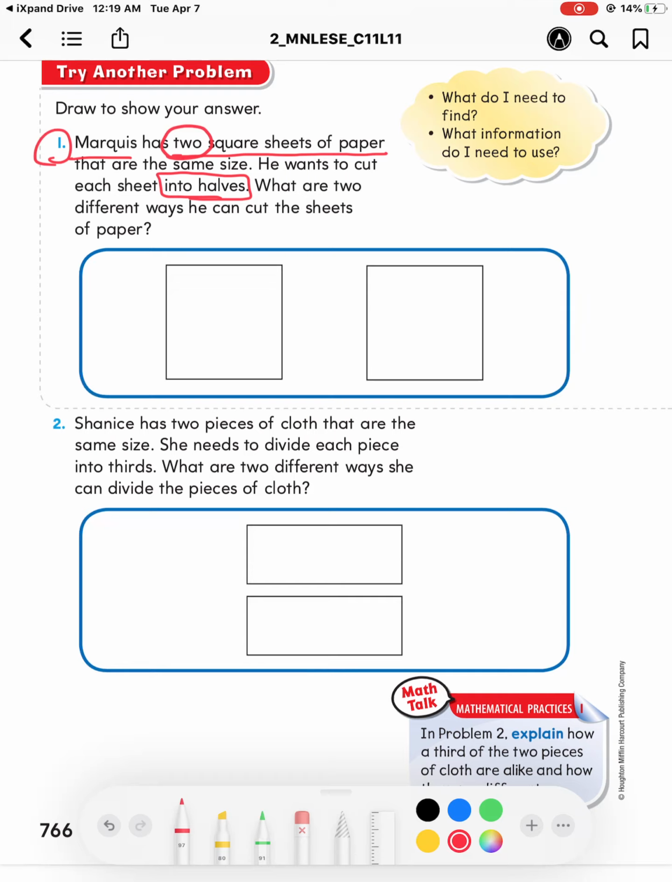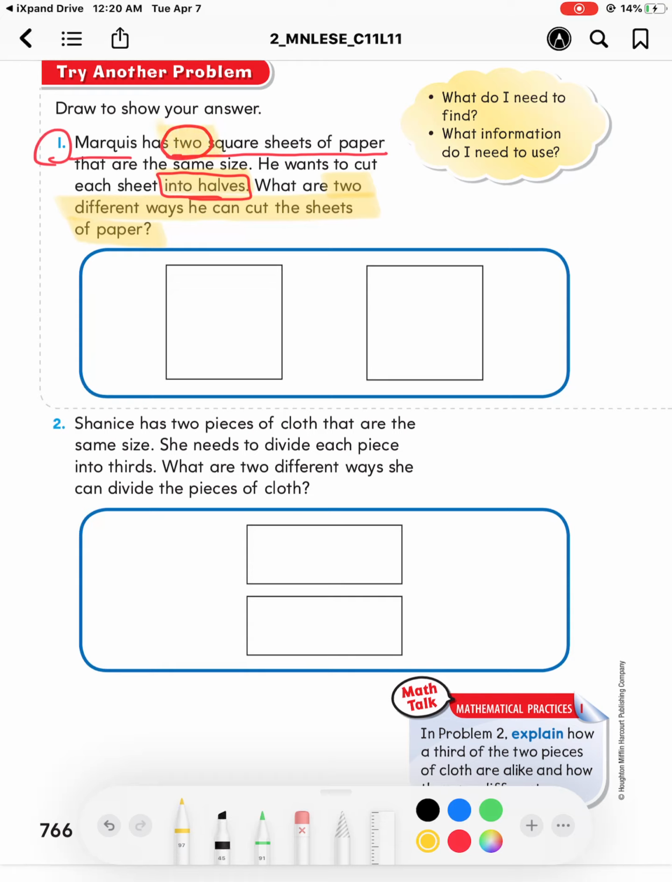Now we need to think of what do I need to find? I need to find here, please highlight with me. We need to find 2 different ways he can cut the sheets of the paper. Don't highlight all of this. And what information do I need to use? That each sheet is divided into halves, and here we have 2 square sheets.